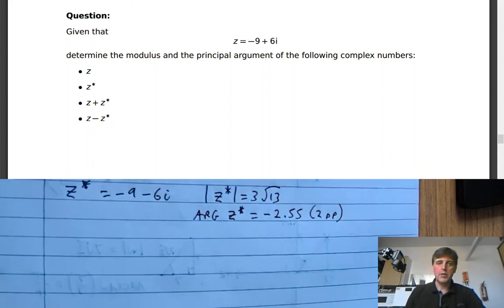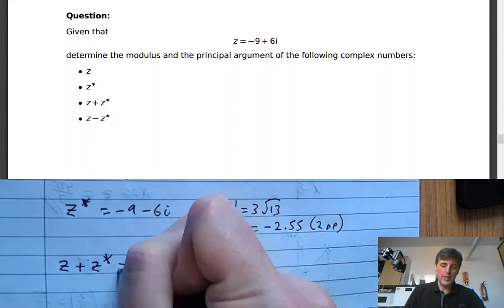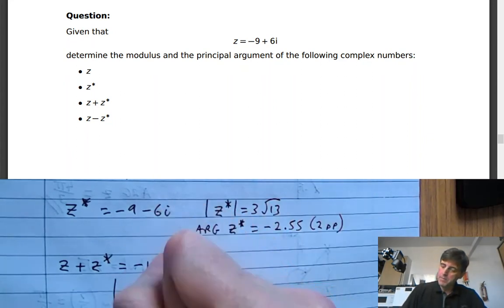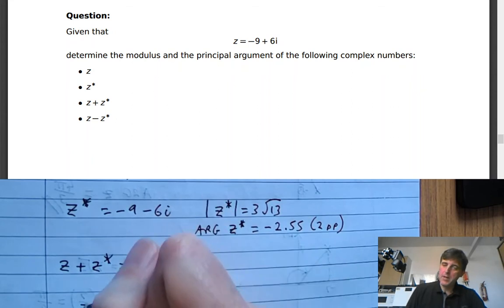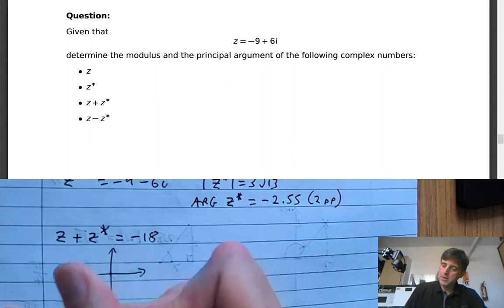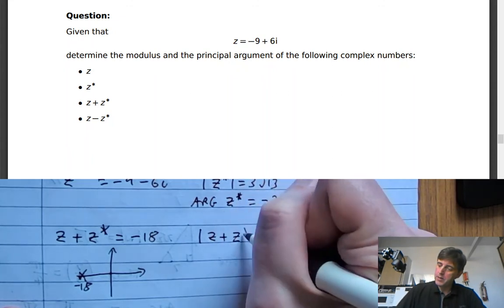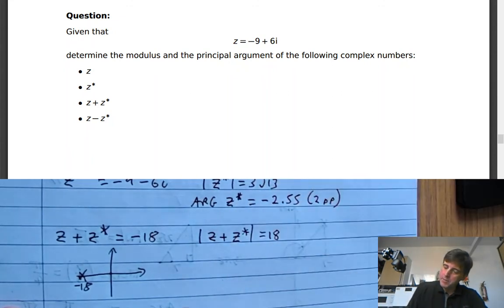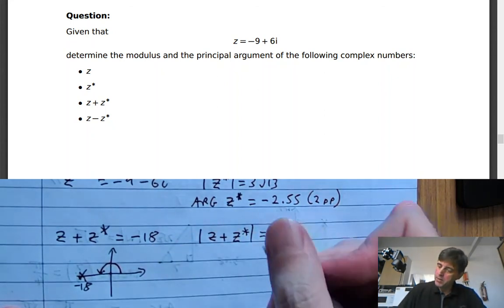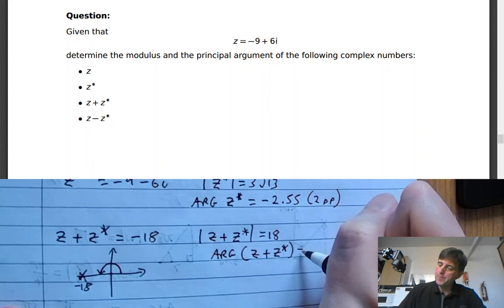Okay, let's just get answers for the other ones here. If we take z plus z conjugate, we actually end up with a real number. We actually end up with -18. So on our Argand diagram, -18 is going to be over here, and it's going to be 18 units away from the origin. So the modulus of z plus z star is going to be 18, and the argument, well, it's going to be going exactly a half turn away from that positive real axis, so that must mean that the argument of z plus z star is going to equal pi.